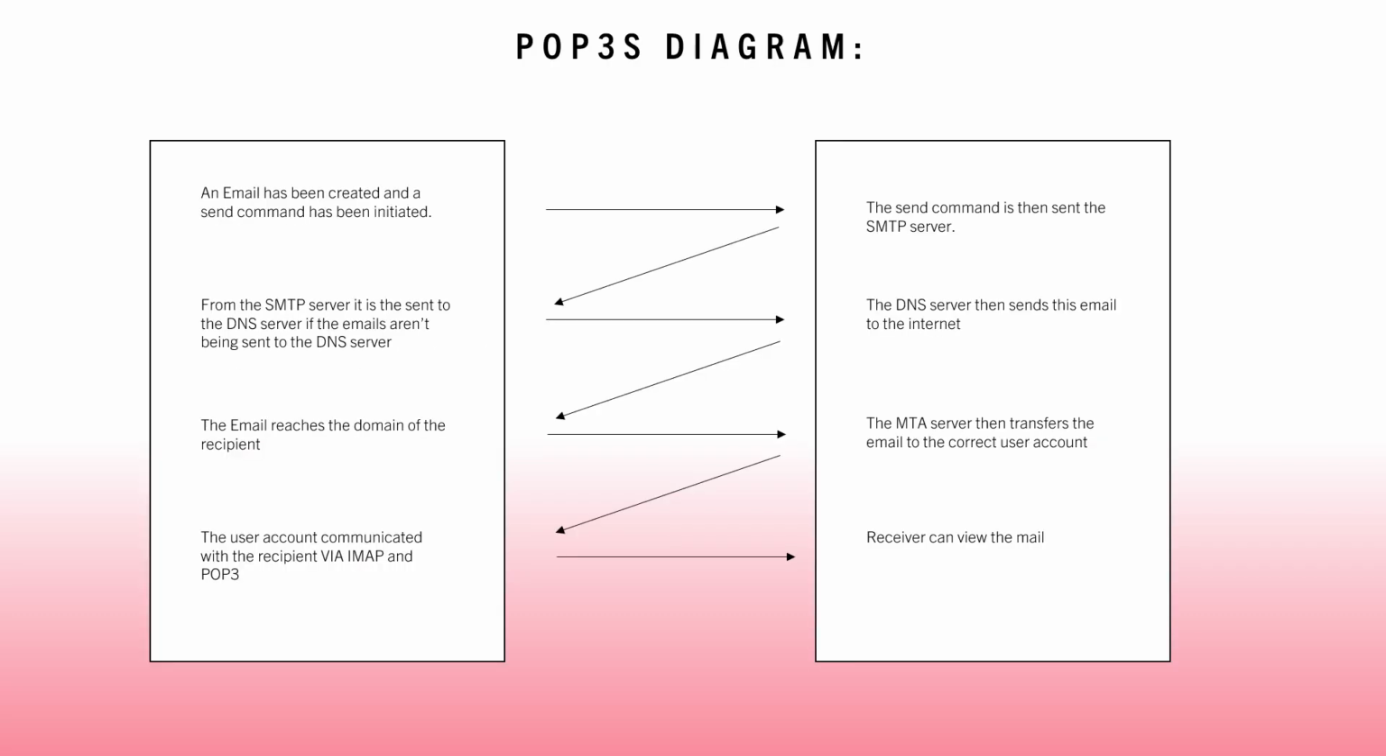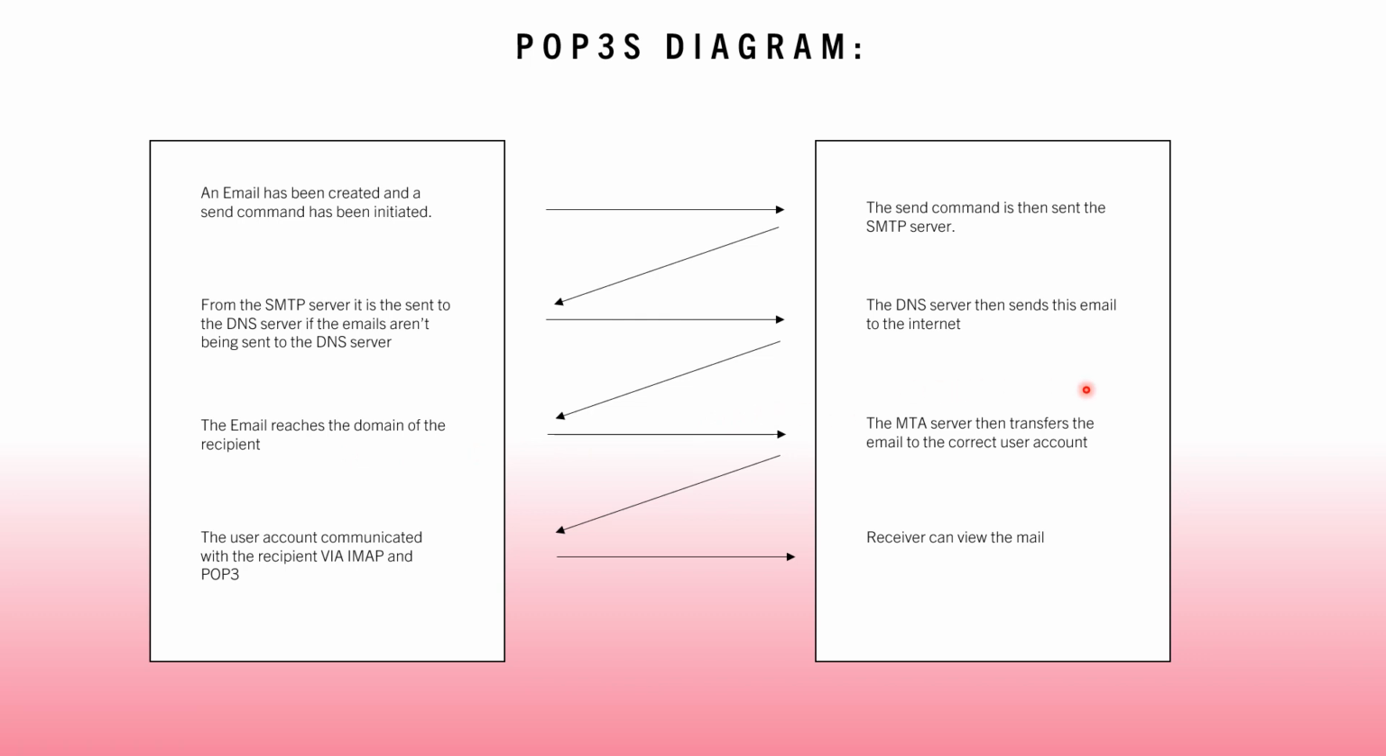This is a diagram depicting the steps in which an email is received. We first start with the email being created and a send command has been initiated. That send command is then sent to the SMTP server. From this SMTP server, it is sent to the DNS server. If the emails aren't being sent to the same DNS server, it will then look up that DNS address. The DNS server then sends this email to the internet. That email reaches the domain of the recipient after it's been looked up.